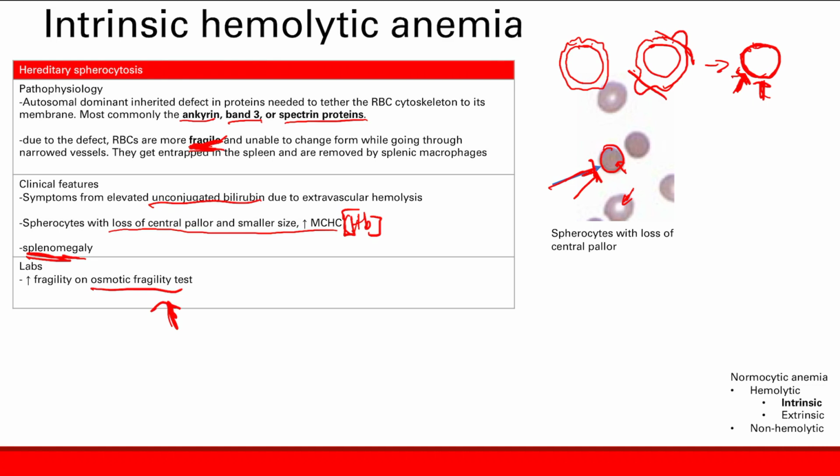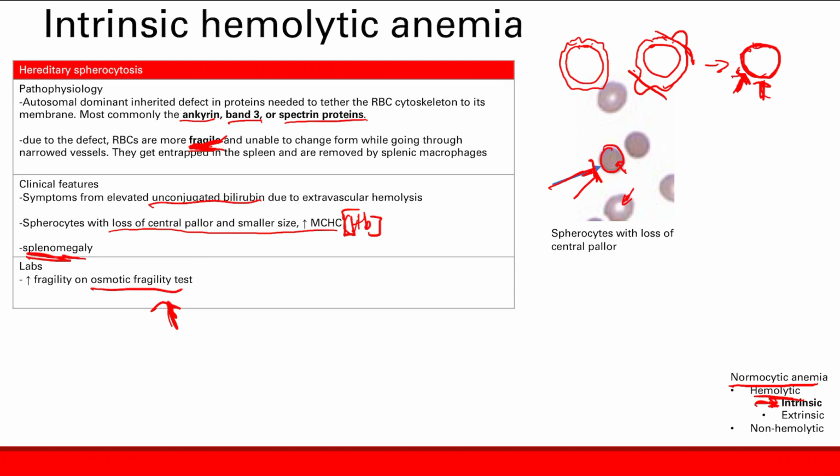So that's it for our, well, this is part 1 of the intrinsic hemolytic anemias. So the next video will also continue with the intrinsic hemolytic anemias. So intrinsic, hemolytic, these are normocytic anemias. Alright, so that's it. Actually, just what were the 4 that we talked about? We talked about hereditary spherocytosis. We talked about pyruvate kinase deficiency.